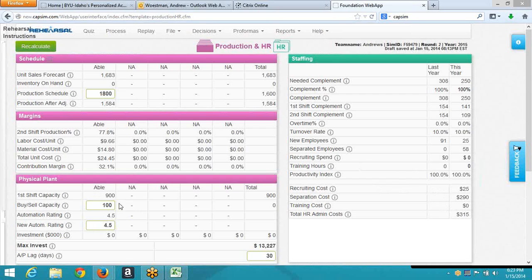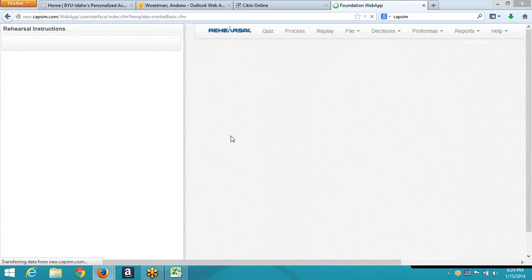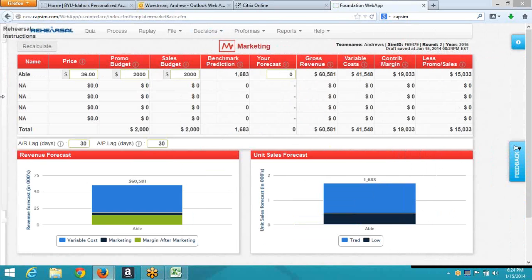Okay, so next year I'll have 1,000 capacity, which is exactly what I want. So the next thing I'm going to look at is my marketing, because I want to know how much money I'm going to have in order to be able to.